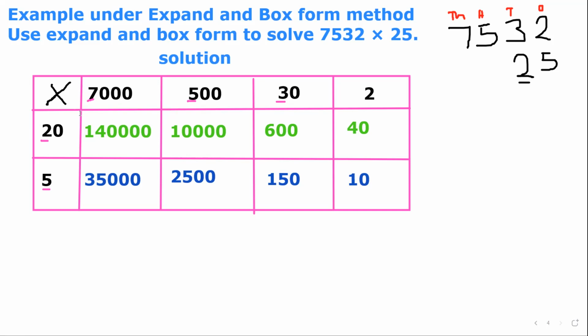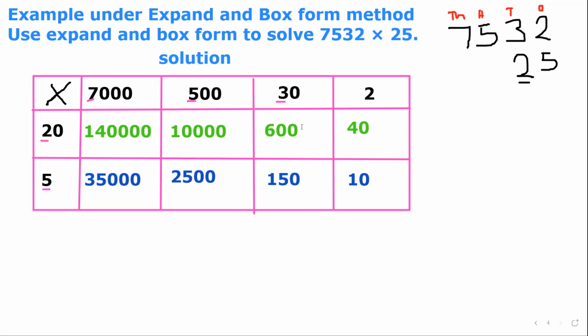20 times 500, you count the number of zeros involved in the 20 and the 500. 500 possesses two zeros and the 20 possesses only one zero. So the total number of zeros here is 3. Then you keep it in a bucket. Then you multiply the numbers involved, which is 2 times 5, that is 10. And then you attach the three zeros to that in that order. When you finish, you add the product of the 20 and the 5.